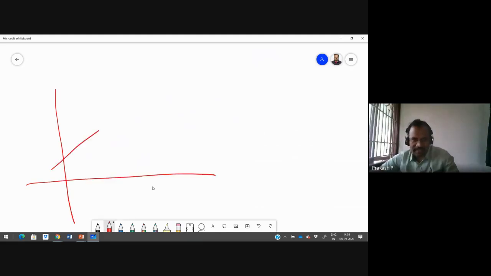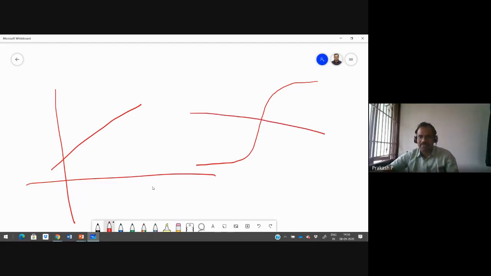I said there are issues with a straight line. The straight line is being converted into a sigmoid curve. We'll see how we are going to convert that straight line into a sigmoid curve. The straight line equation is y equal to mx plus c. This is to be equated to this curve.